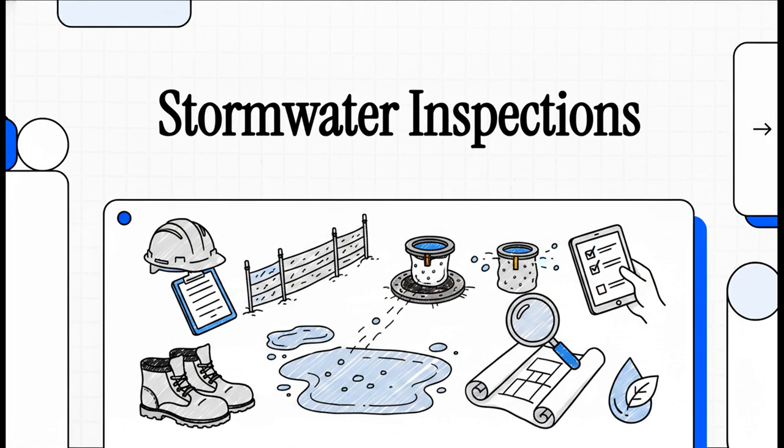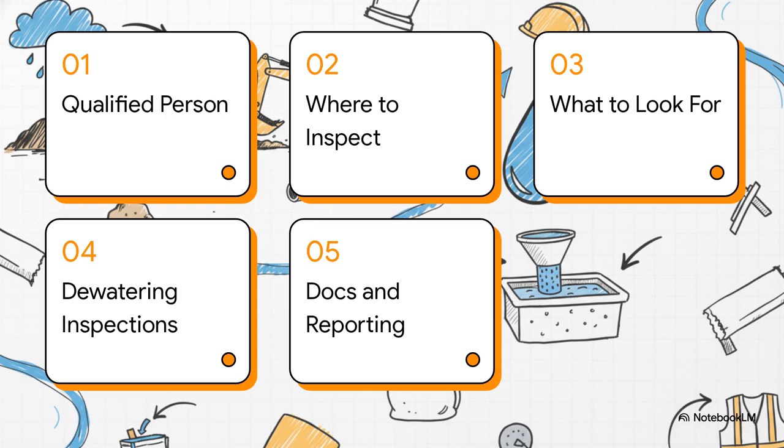So, whether you're managing a massive piece of infrastructure or just a local build, understanding exactly how to evaluate a site is absolutely crucial. Here is our game plan for today. We're going to follow the logical journey of an inspector. We'll start with becoming a qualified person, then look at where to inspect, what to look for, tackle daily dewatering inspections, and finally wrap up with documentation and reporting.